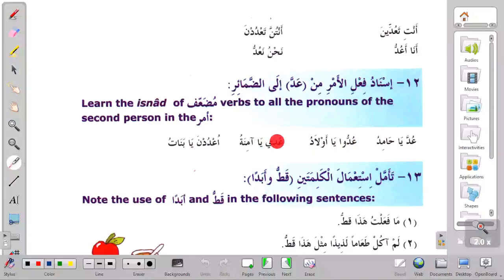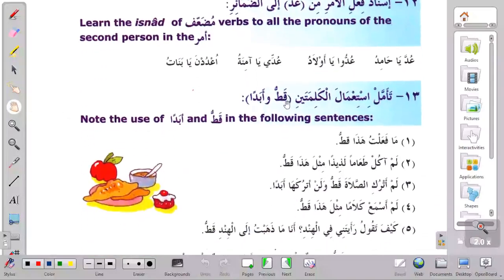Okay. Now singular feminine, you say uddi ya Aminatu. And when there are several of them, you say ududna. So udda for one male. When there are several males, uddu. One female, uddi. Several females, ududna. And a similar thing applies to the other mudha'af verbs.